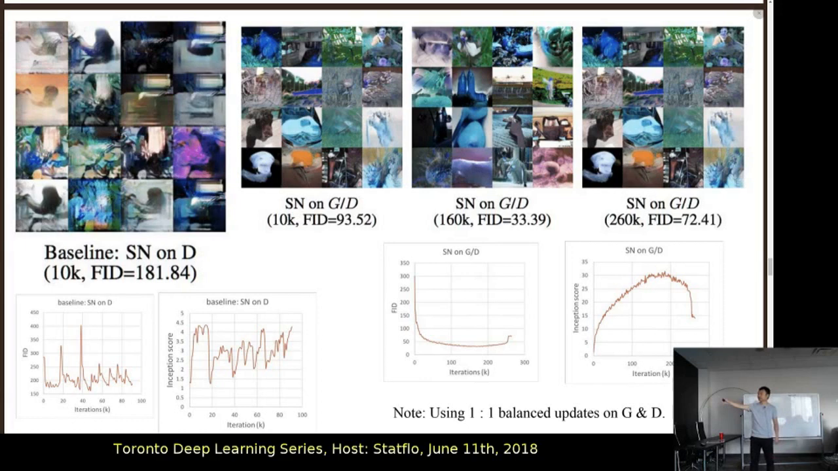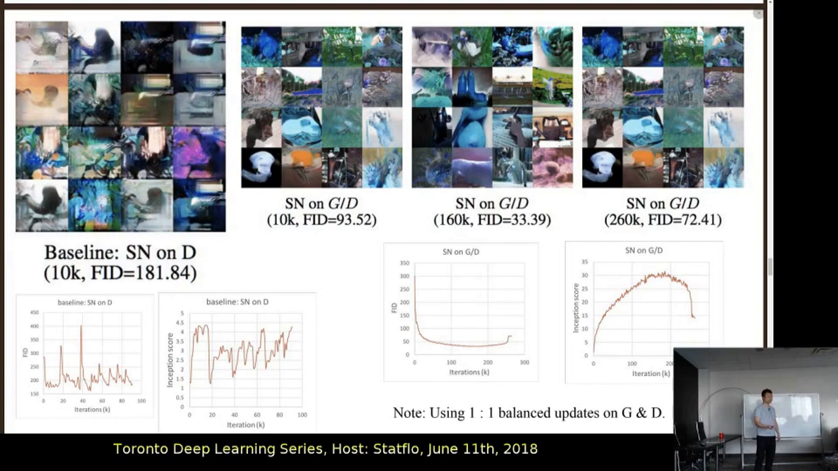one contribution of this paper is basically saying, instead of applying spectral normalization on only the discriminator, which the original paper was doing, let's apply it to both the generator and the discriminator. And I'm still retaining the ideal 1:1 ratio. And let's see what happens. To the right, you can see iterations at 10K, 160K, and 260K. Those are the results. They seem to get much better images. But at some point, probably due to overfitting, the FID and inception score started to deteriorate. So that's the second attempt.